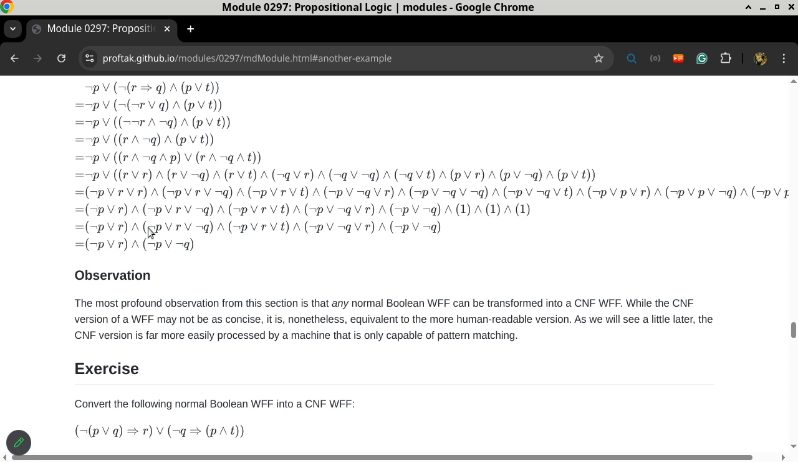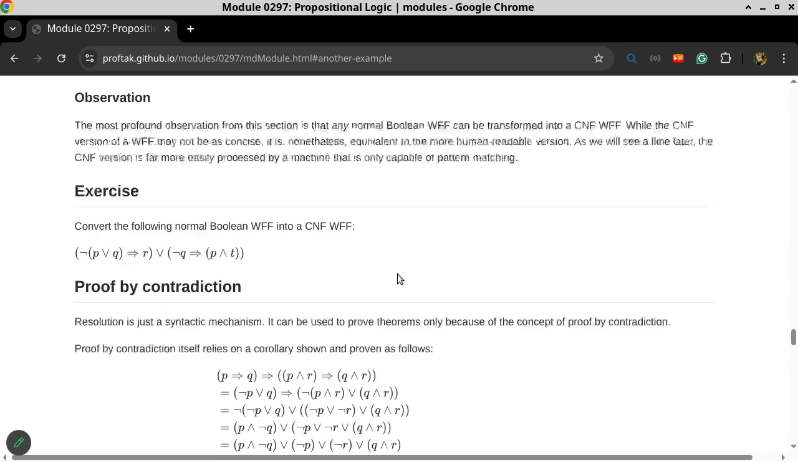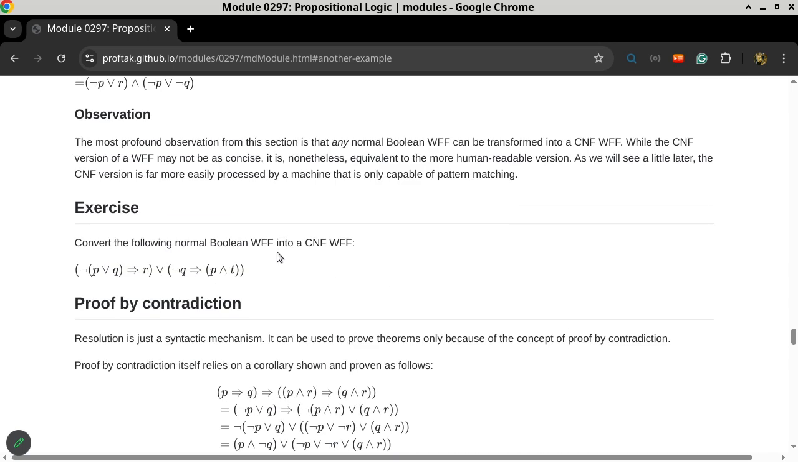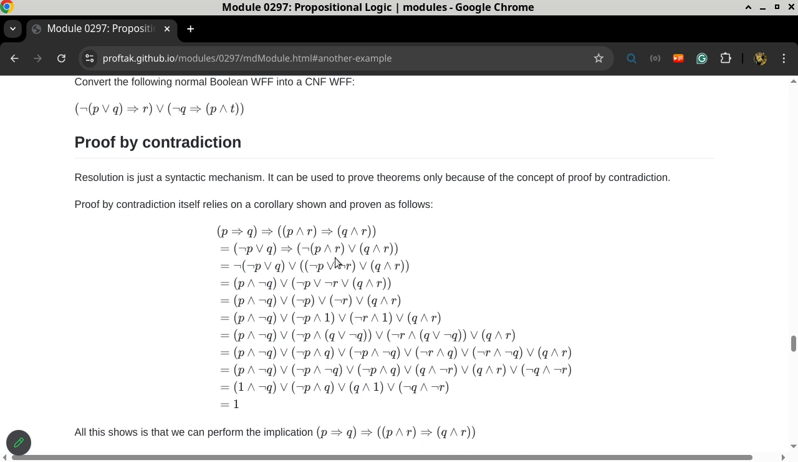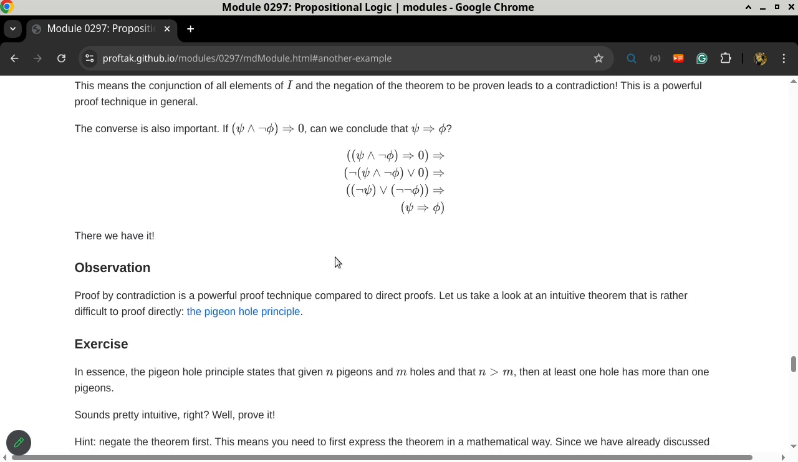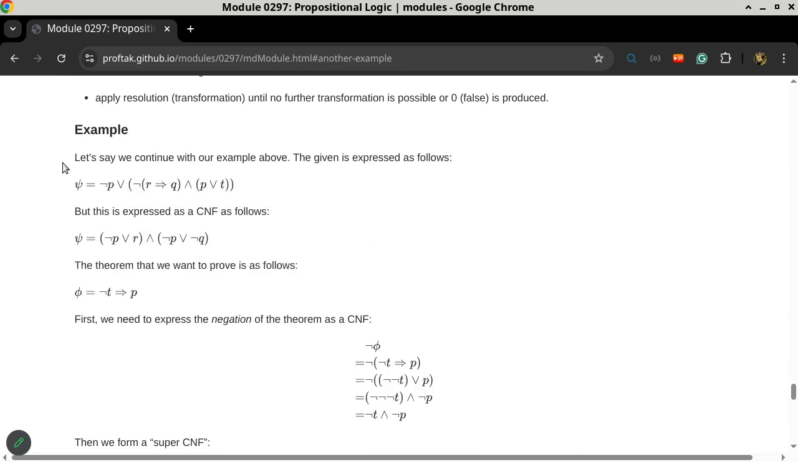All right, so now we move on to the exercise: we want to convert the following. This is just an exercise. So proof by contradiction in this case, we have done this already. The exercise that we want to do now is to use the same psi. This is the psi that we have worked with already.